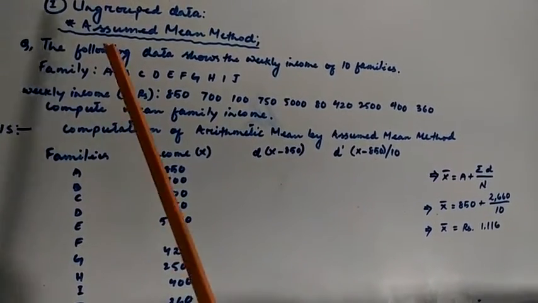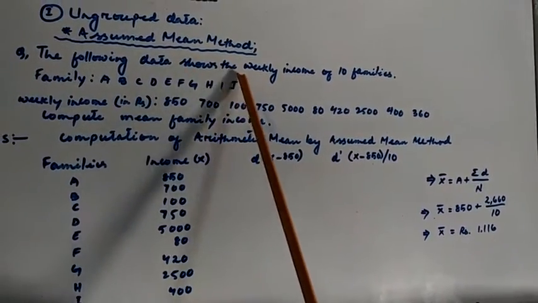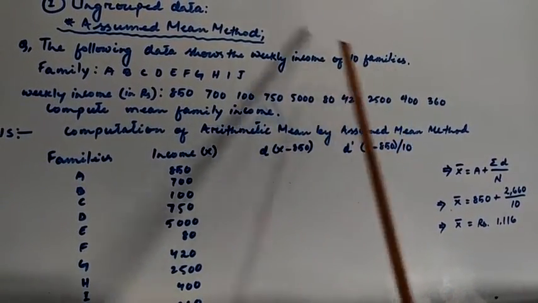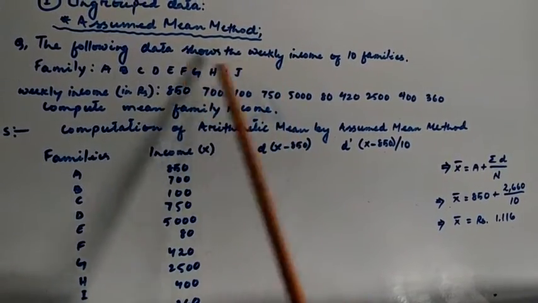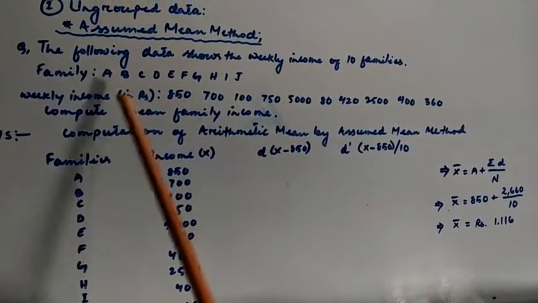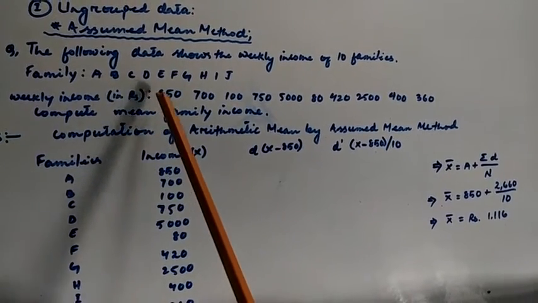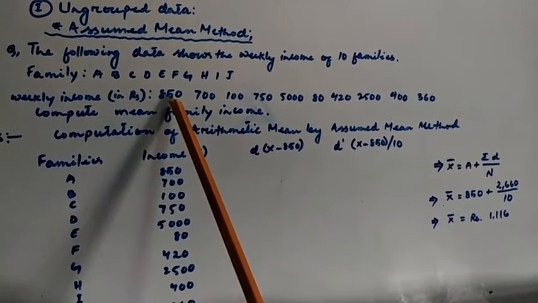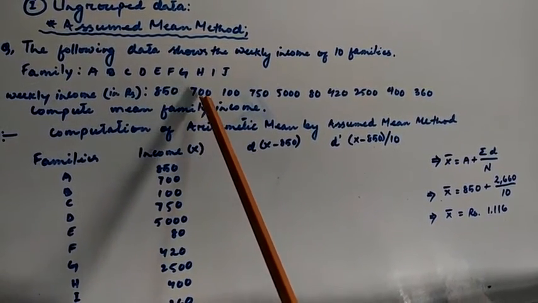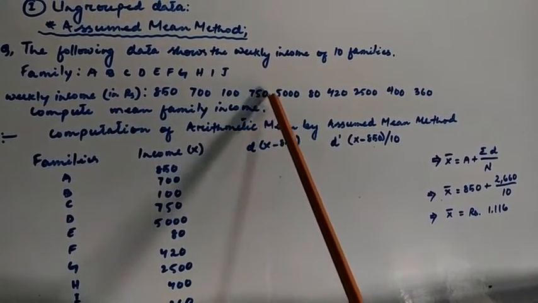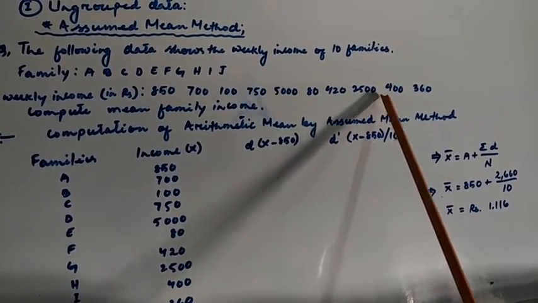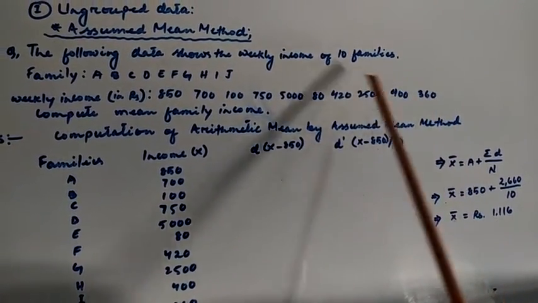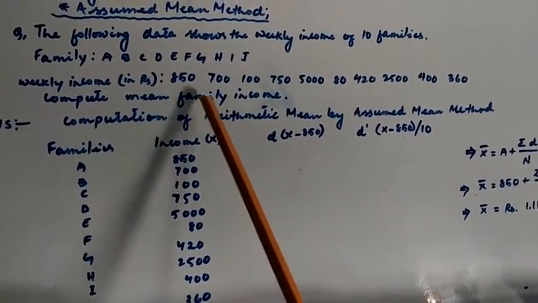So the question is given here. The following data shows the weekly income of 10 families. The families are A, B, C, D, E, F, G, H, I, and J. So there are 10 families given here, and their weekly income in rupees is given respectively: 850, 700, 100, 750, 5000, 80, 420, 2500, 400, and 360. We have to compute the mean family income.